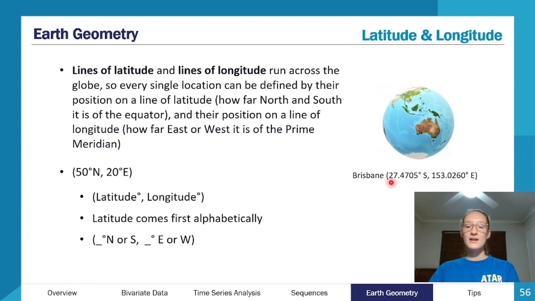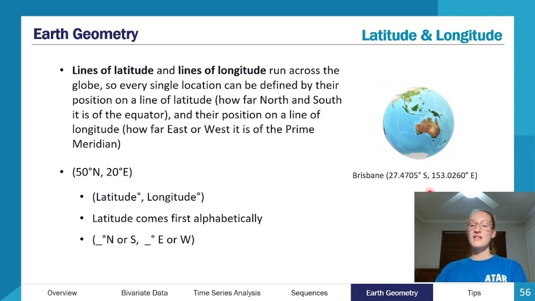Brisbane is at roughly 27.4705 degrees south and 153.0260 degrees east. So we can see here our equator, our 0 degree latitude point of reference, is about here. Because Brisbane's down a little bit, we've got that slight angle of depression there. So that's why Brisbane's 27 degrees south.